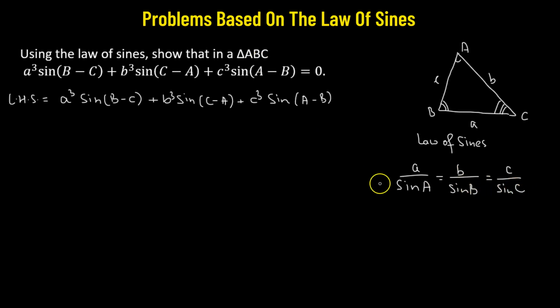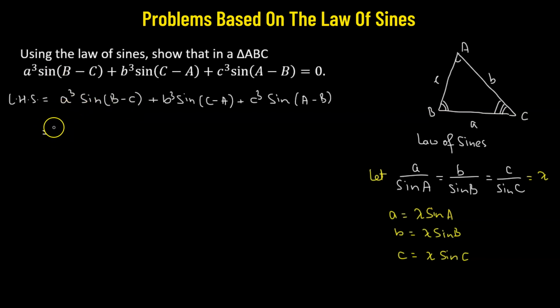Now what we're going to do is suppose these ratios are equal to some constant lambda. In that case, we can represent a as lambda times sine A. The b value will be equal to lambda times sine B. And c will be equal to lambda times sine C. So we'll replace the values of a, b and c with these new respective values in the left hand side.